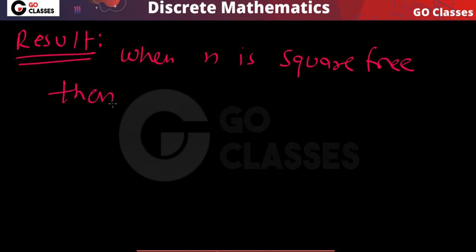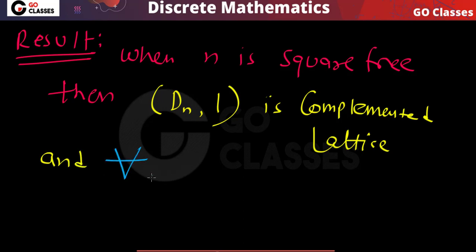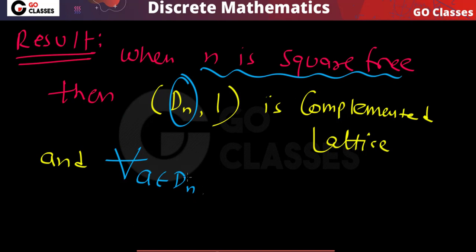When n is square free, then this D_n with divisibility is a complemented lattice. You already know this is a complemented lattice. And for all a which are in D_n, in this base set, if n is square free, what will be the complement of a? The complement of a will be n divided by a.